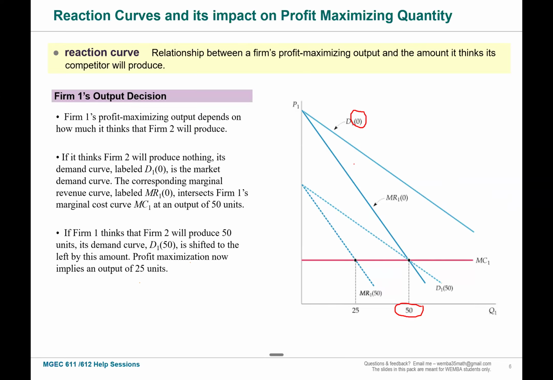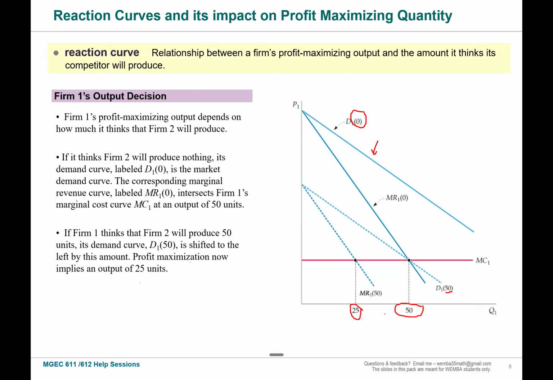Now that may not be the case. Firm 2 may actually produce some quantity. Let's say firm 2 produces 50 units. If firm 2 produces 50 units, then the demand that firm 1 satisfies is the total demand minus the 50 units that firm 2 produces. So that's this dotted line, D1,50. And if that's the demand firm 1 is facing, then again the way firm 1 will set its price and quantity is by calculating MR and then finding where MR equals MC. So that's 25.